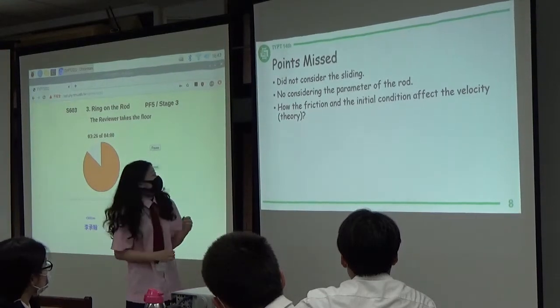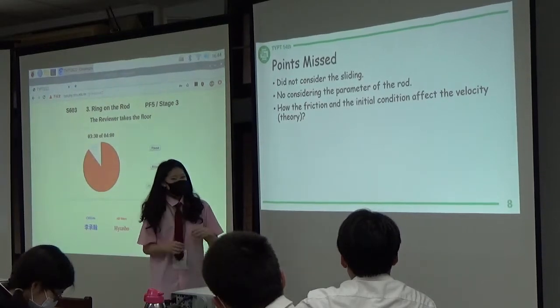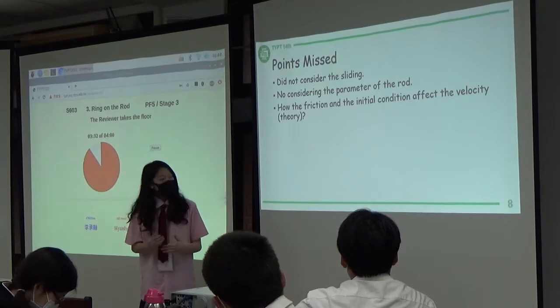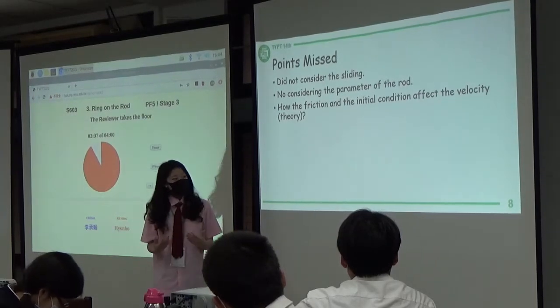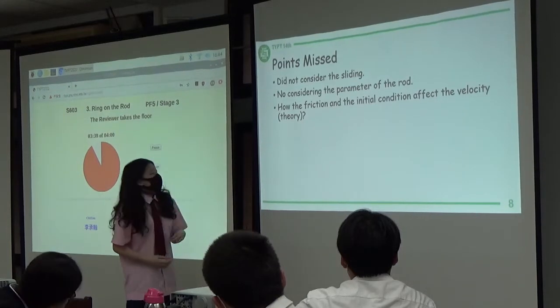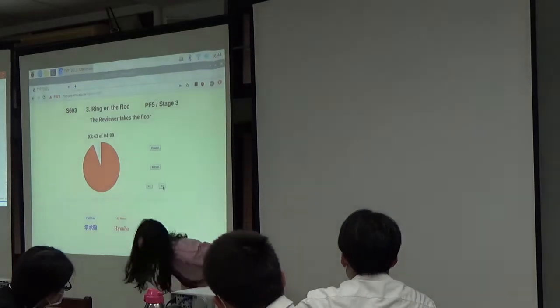The third one is about how the friction and the initial condition affect the velocity: will it become faster or slower, and will the terminal velocity stay the same? So this is the end of my presentation. Thank you for listening.